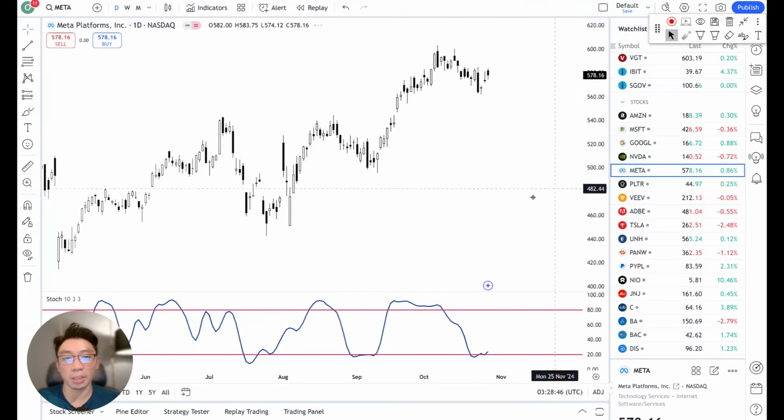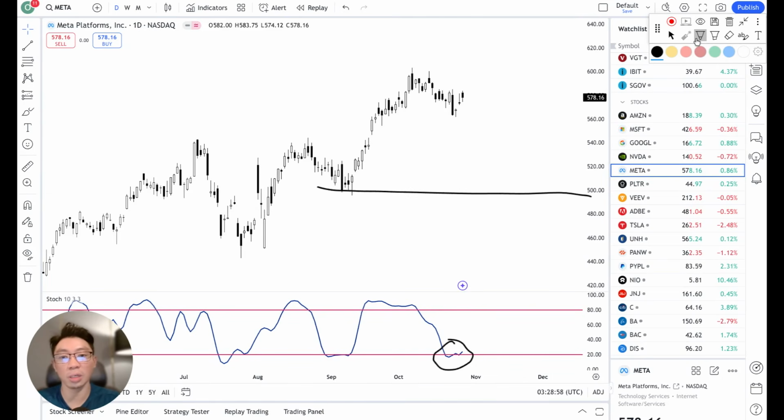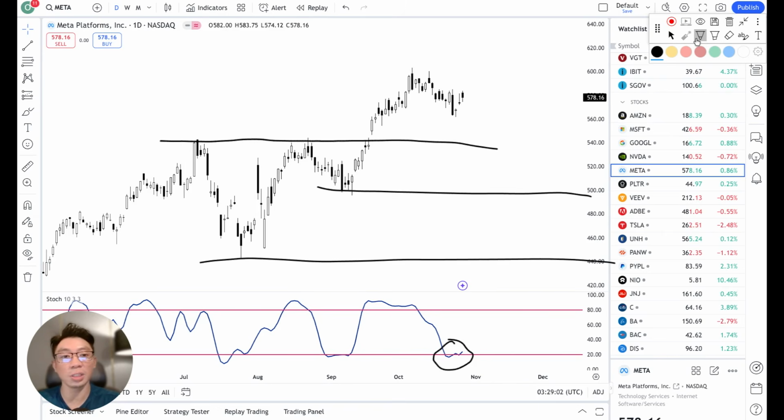Okay, next, let me take a look at Meta. So Meta right now is actually oversold. So we have a potential bull put spread setup. So let us take a look, where is the support. So as you can see, there are a few support areas. There's one down here, there's another one down here, and this was previous resistance, now it's coming down onto support. So this could be actually a potential setup.